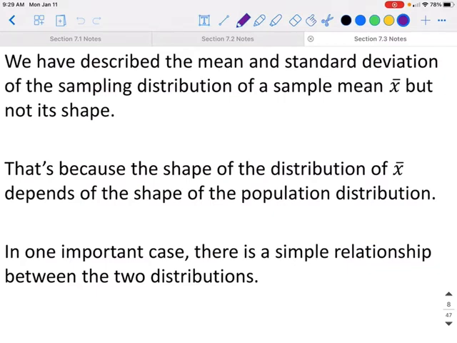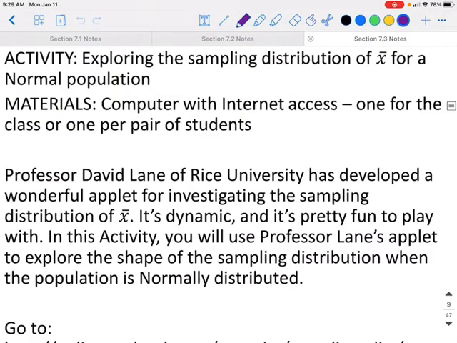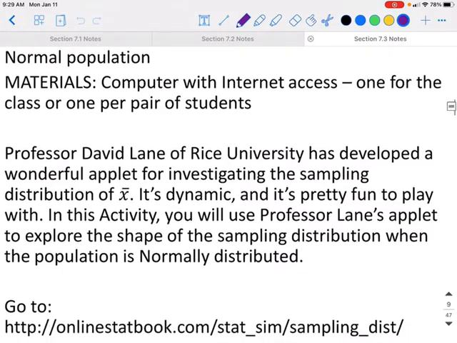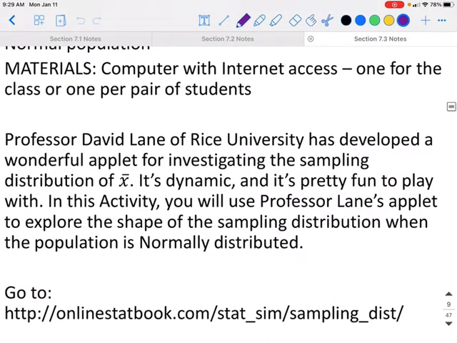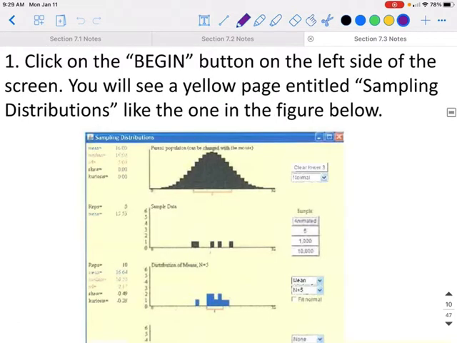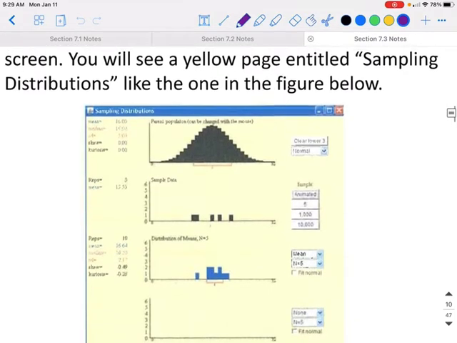We have described the mean and the standard deviation of the sampling distribution of a sample mean, but not its shape. That's because the shape of the distribution of X bar depends on the shape of the population distribution. In one important case, there is a simple relationship between the two distributions. So in this activity, we would need access to a computer, and we would do an applet investigation to look at the sample sizes for different original populations. So this is what it would look like to begin with.